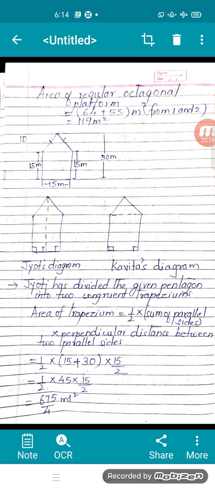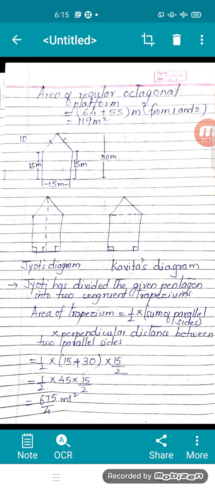Now we go to question number 10. There is a pentagonal, 5 sides, park as shown in the figure. For finding its area, Jyoti and Kavita divided it in two different ways. Find the area of this park using both ways. Can you suggest some other way of finding its area?